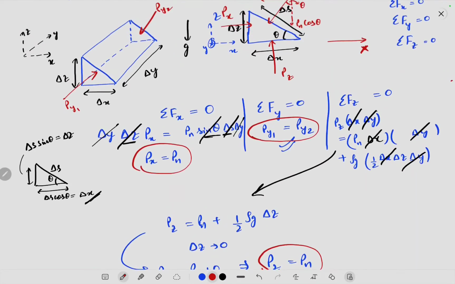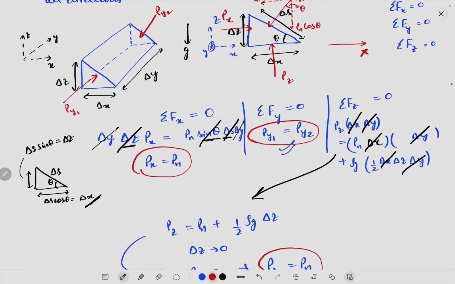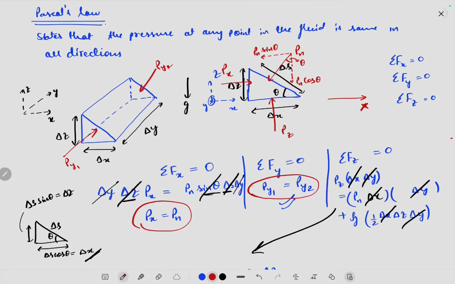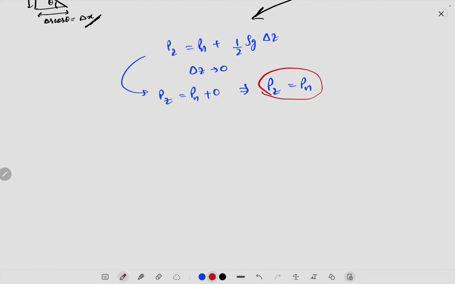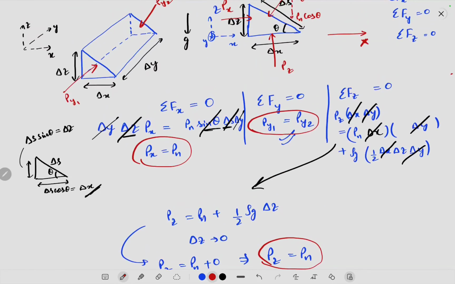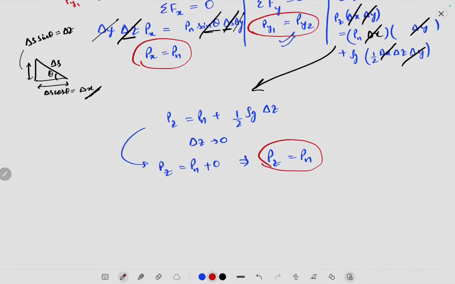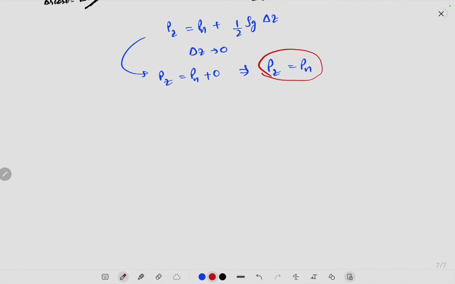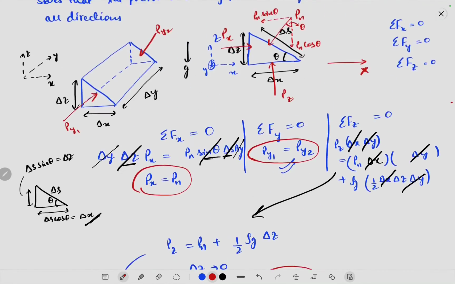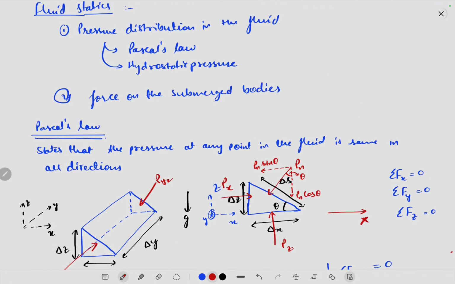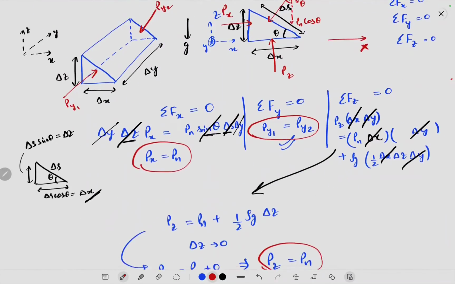From here we can understand that the pressure acting along all directions for a point fluid element is the same, since we just derived that the pressures acting along different directions, let's say Px, Pz, Pn, were all found to be the same. This is what Pascal's law states, right? So we just derived Pascal's law for our static fluid element.